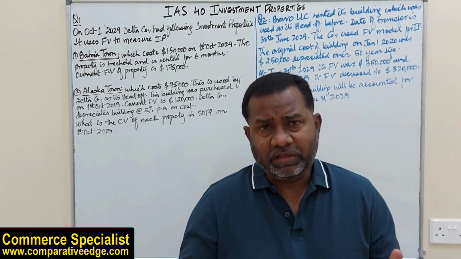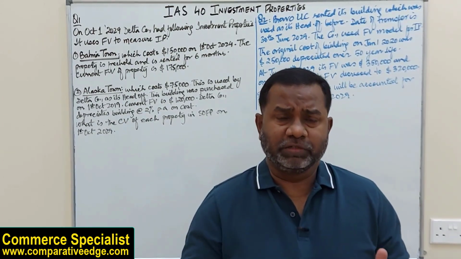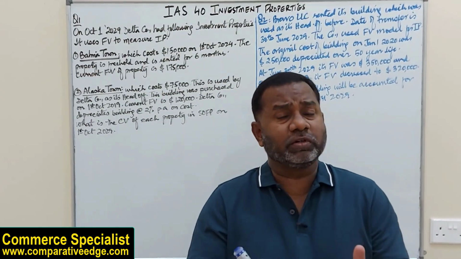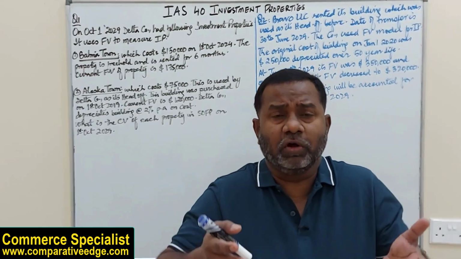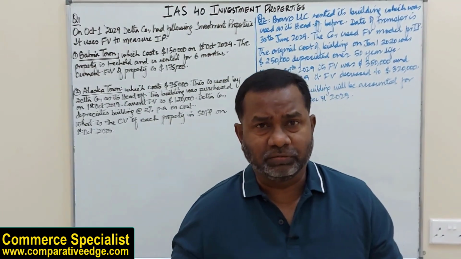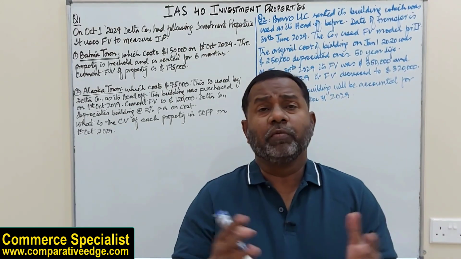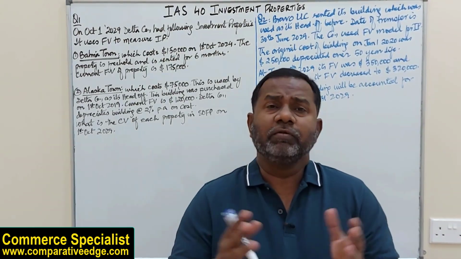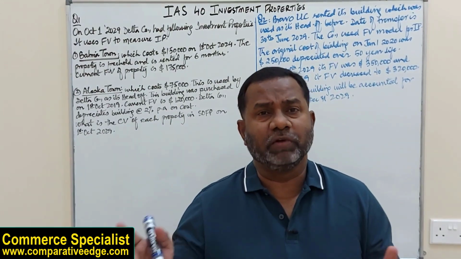In other words, if you have property which is in use for production and supply of goods and services or for administration purposes, means you have your office in that property, that would be taken care of by IAS 16, property, plant and equipment. If your property is for sale in the normal course of business, means it is your inventory, then it will be taken care of by IAS 2 inventories.